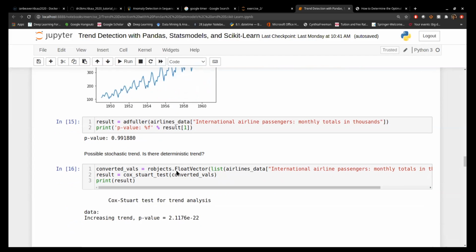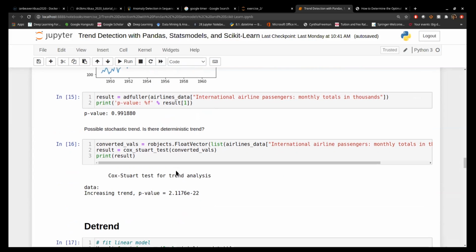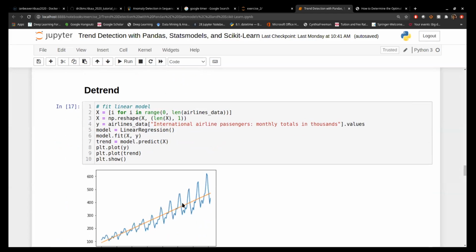So at this point, what do we know? We know that there is deterministic trend and possibly stochastic trend. So we're going to go ahead and do two things here. We're going to difference and detrend. I'm going to detrend by looking for that line of best fit.